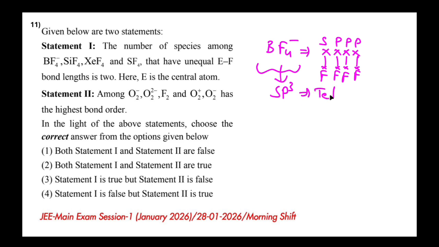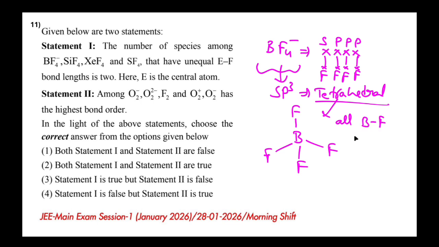That's why this is a tetrahedral molecule, sp3 with 0 lone pairs. Tetrahedral arrangement is the BF4 minus structure. In tetrahedral arrangement, all B-F bond lengths are equal. Here the boron atom is symmetrically surrounded by all 4 fluorine atoms in tetrahedral shape, so all B-F bond lengths are equal.